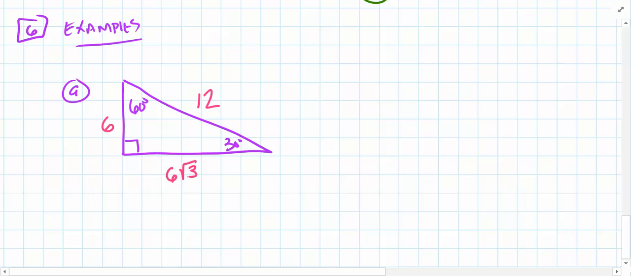It's not always the same. It's not always like radical 3's on this side. No, it's the lengths. Are you always given one of them? Yes, you're always given one of them.